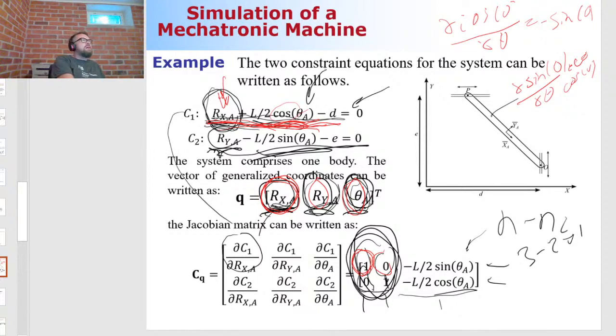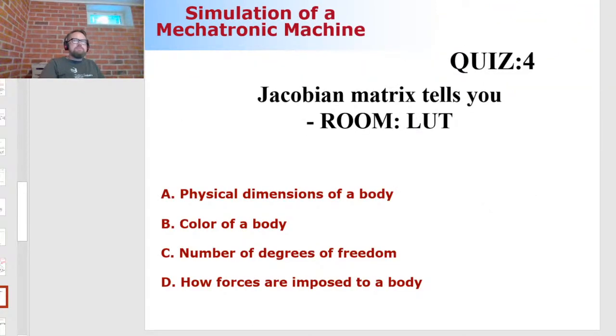Okay, now with that, let me take my final in-class quiz today, which is this one. What does the Jacobian matrix tell you: physical dimension of the body, color of the body, number of degrees of freedom, how forces, remember what we discussed about the forces, are imposed on a body.